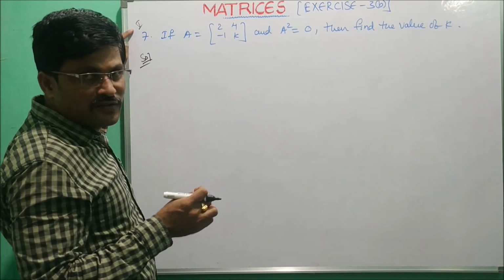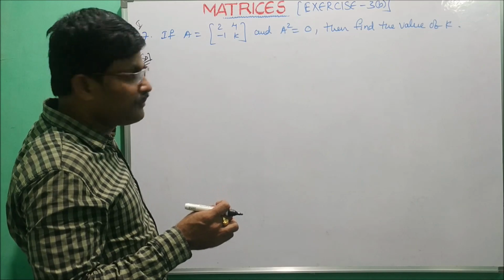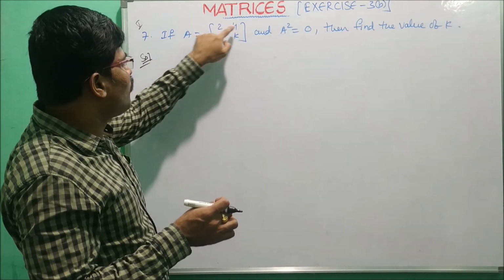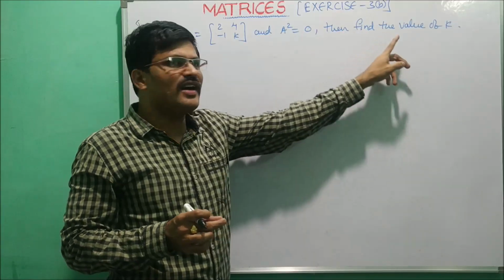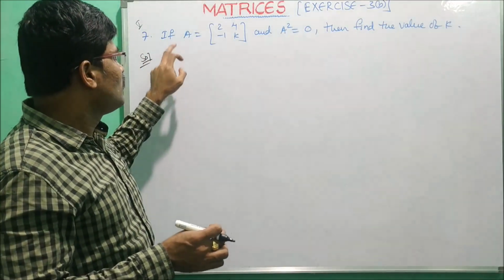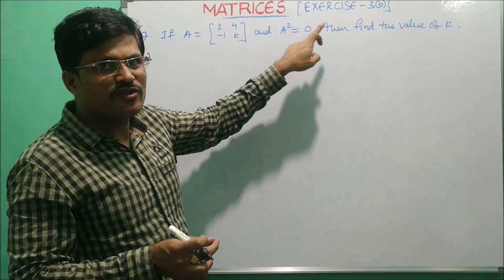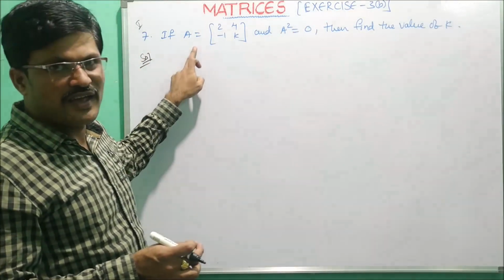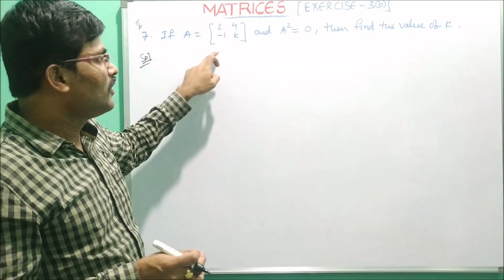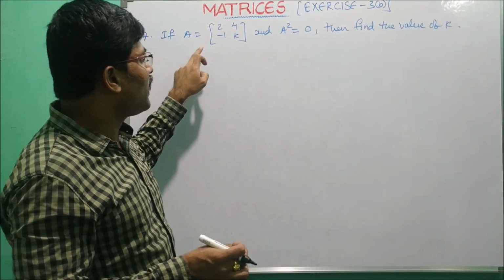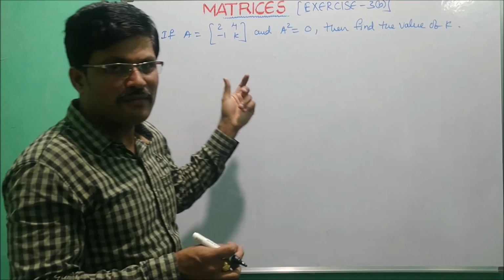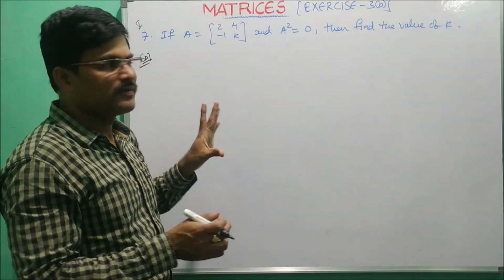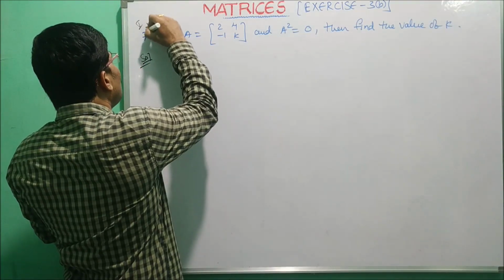Now in the first Roman, seventh sum, this is the last sum. If A equals the matrix 2, 4, minus 1, k and A square equals O, then find the value of k. Here one condition is given, A square equals O, and also one matrix A, which is a 2 by 2 matrix. Using this condition and this matrix, we find the value of k. This is a very important sum, often given in IPE for 2 marks.